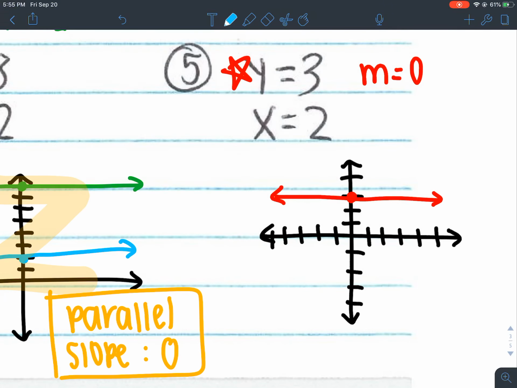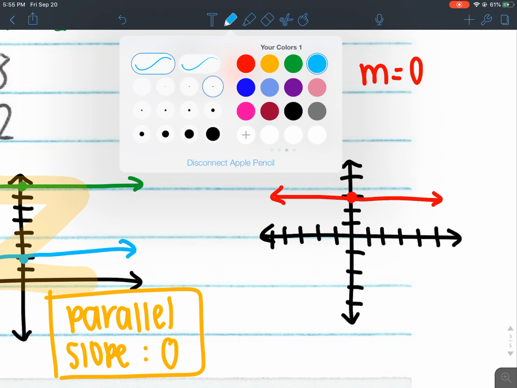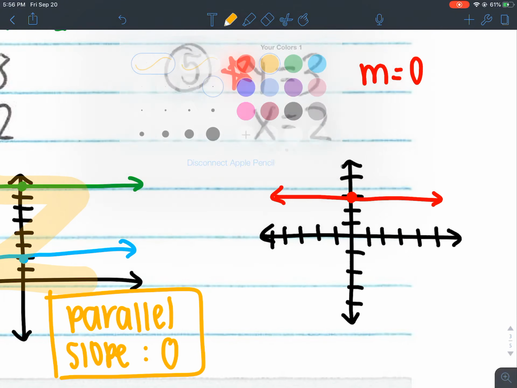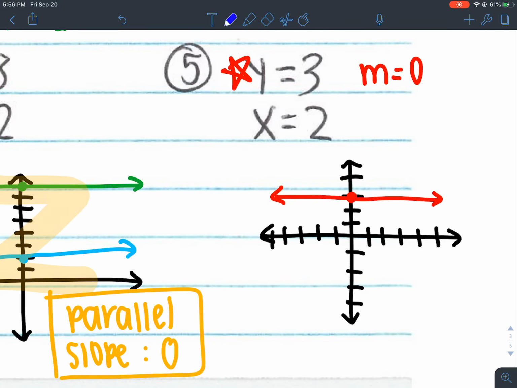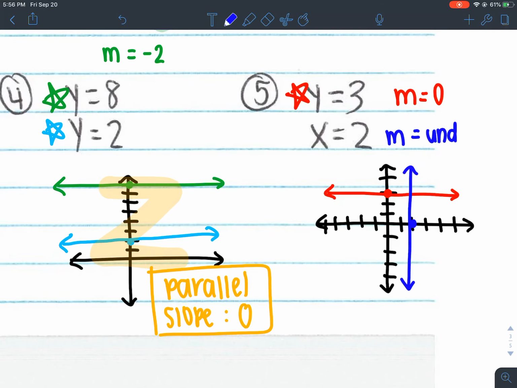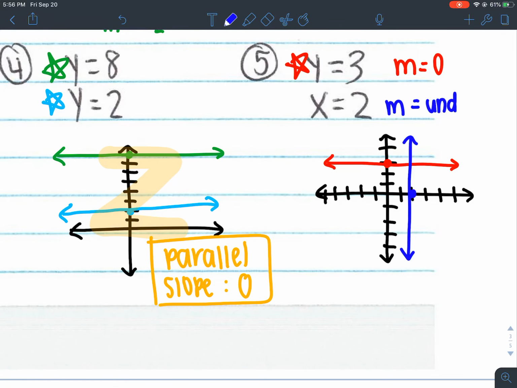For number 2, I'm on my x-axis at positive 2. I'm not going to use blue. Let's use this darker blue. Okay, at positive 2 on my x-axis, I want to follow those tick marks. So that tick mark goes up and down because I have an undefined slope here. Well, believe it or not, undefined slopes and 0 slopes are opposite reciprocals. So the opposite of a 0 slope would be an undefined slope. So in this case, this would be perpendicular.